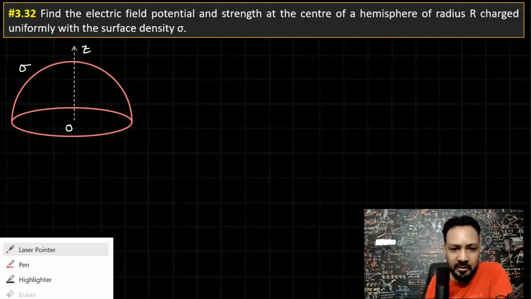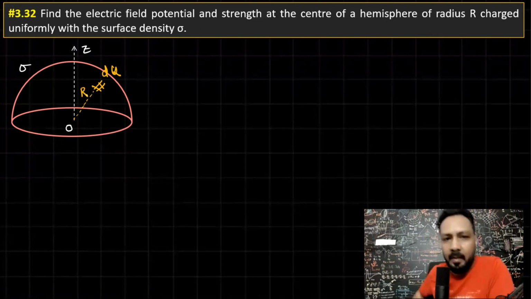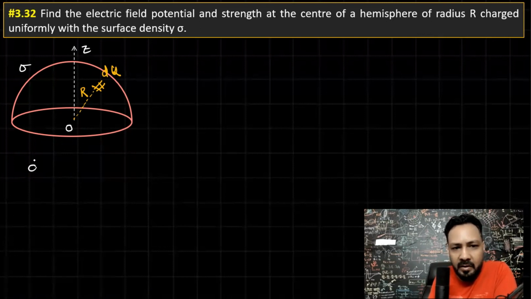Calculation of potential is very straightforward. Take any element at the surface of the hemisphere. Suppose that element has a charge dq. This element would be at a distance equal to the radius r of the hemisphere. So potential at the center because of this element would be dV is equal to k dq by r. So the total potential at the center is the scalar integration, the scalar sum of this thing. So net potential at O would be this integration.